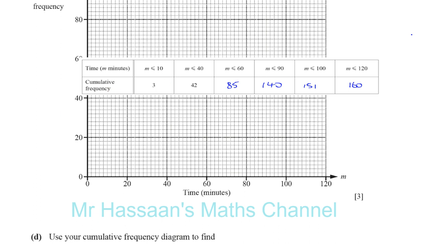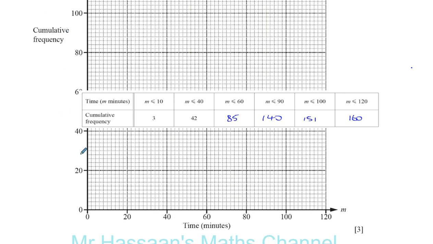Now what you've got to realize is the cumulative frequency is always the vertical axis. It's always the vertical axis. And here the time is going to be the x-axis, the horizontal axis. So a lot of people, they actually somehow mix these two things up, and they plot 3 here and 10 there. No, it's got to be 3 on the cumulative frequency and 10 on the time.